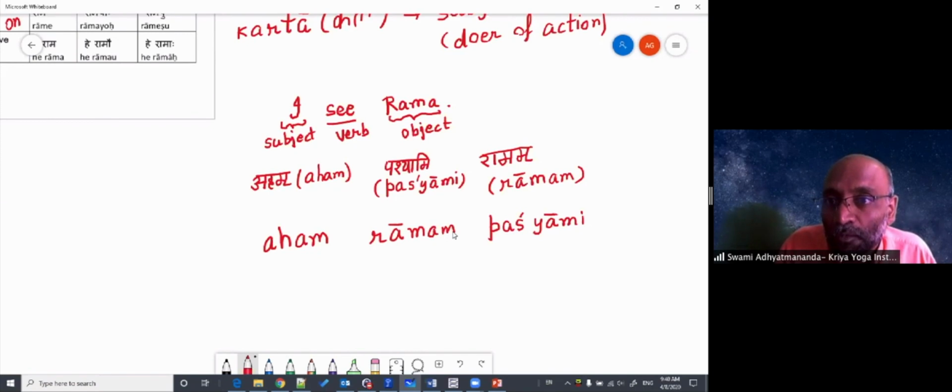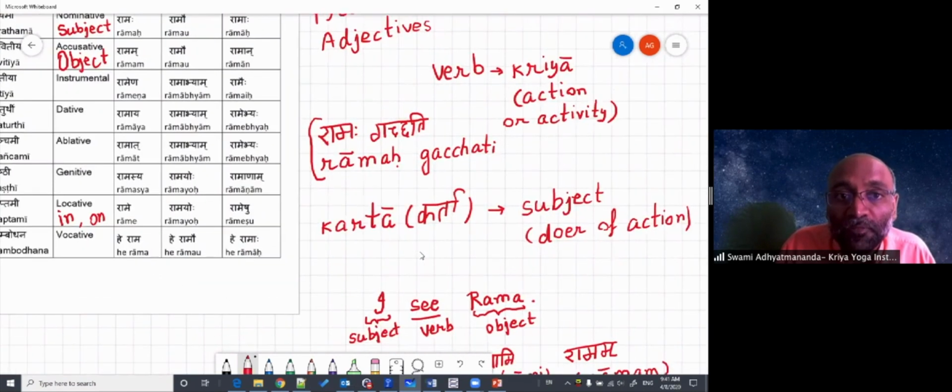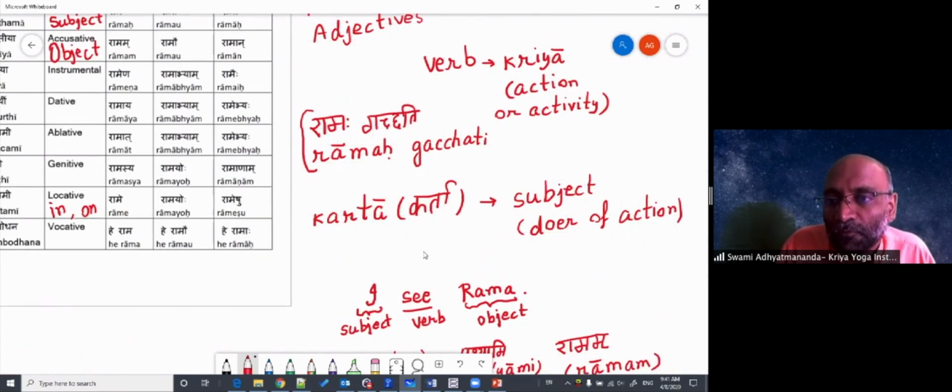If singular and plural noun are same, the only way to tell the difference is with the verb forms. In this case they are not same. In this case, singular and plural noun are different. Ramaha, Ramaha, Ramam, Raman. So singular and plural are not same, but if they are same, yes, you will know from the verb whether it is subject or object.